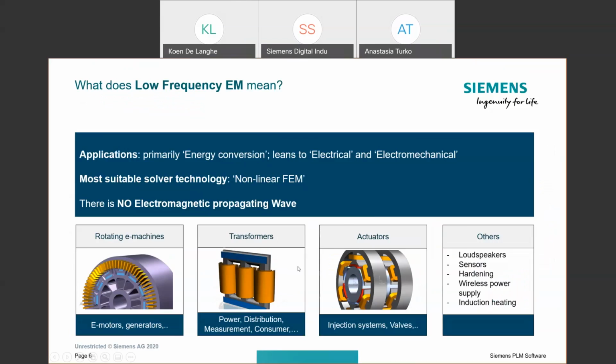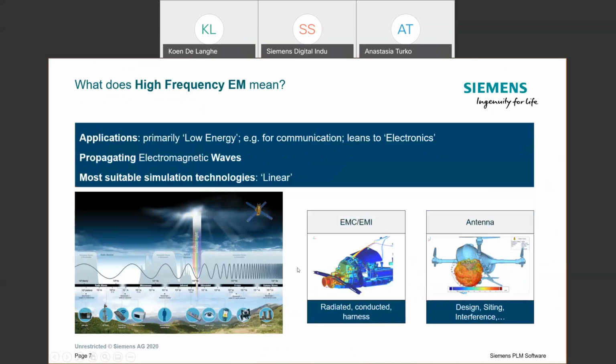So then high frequency is typically applications for electromagnetics which are dealing with low energy, typically for communications, electronics. So where you typically have electromagnetic waves that can be used for communication purposes, like radars, antennas, but also that can interfere, that give rise to EMC, EMI issues. And these two applications, EMC, EMI, and antenna design, are key applications in our solution portfolio.